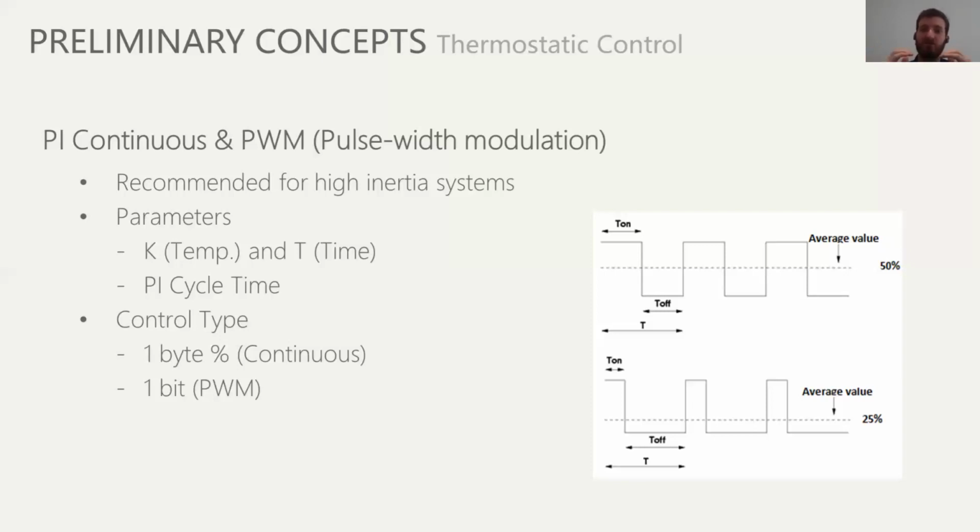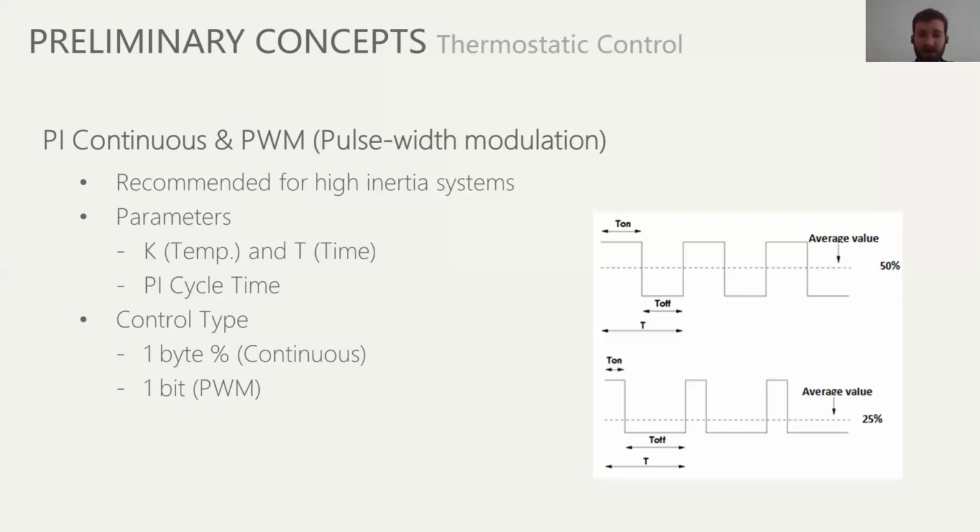The room is now not 23, it's gone down to 22. So there's been 1 degree difference, and depending on the parameters you've defined, the PI will calculate, okay, now I have to open not to 20%, because I have to gain 1 degree. I have to open the valve to 80%. And that's what the PI will be doing.